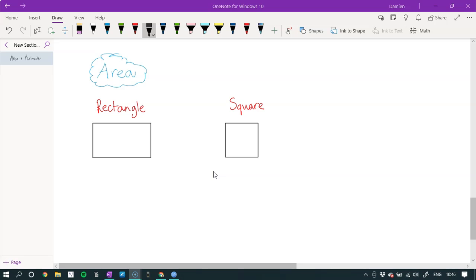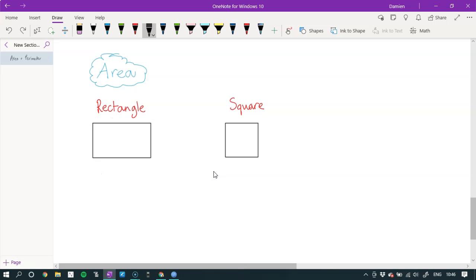Okay, so this one's going to pick up on the area of a rectangle and a square. In the previous one we were working at perimeter. We wanted to walk around the outside of the box. So we were starting in the corner here and we were walking all the way around the outside back to the start, and we were seeing how far we walked.